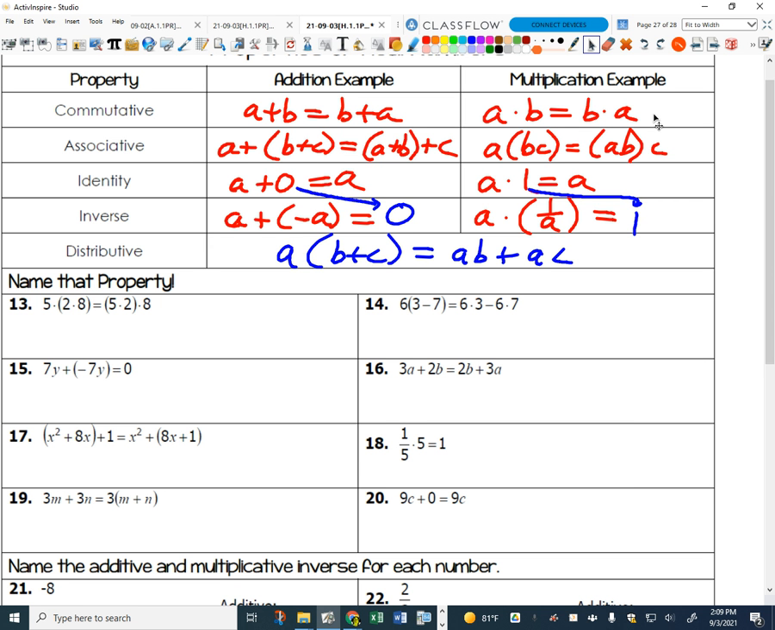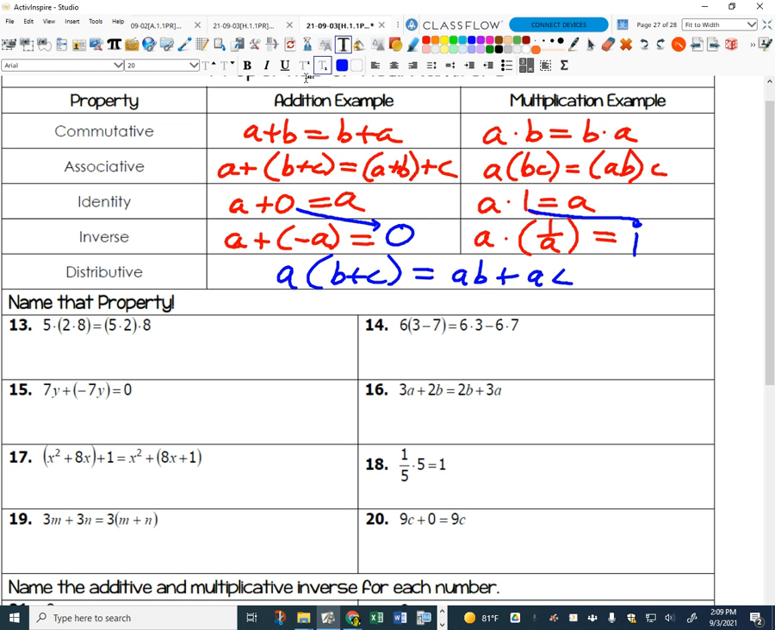13. What's going on there? Which property is that? Associative property of multiplication. There we go. Good. Okay, good. How about number 14? What's going on there? That's distributive, isn't it? Okay, what about 15? I heard inverse. Inverse property of, there we go.